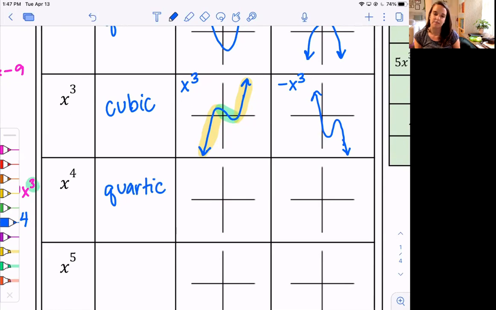Quartic. Turn to your baby sister and say quartic. What if you started teaching your baby sister how to speak and her first word was quartic? That'd be cool. If we were in class, you'd hear everybody say quartic, quartic, quartic. It sounds like a weird word. Okay, so quartic, x to the fourth, has 4 parts. They look like this. This one has to be ending up because it's positive. So we have 1, 2, 3, 4. Kind of looks like a W.